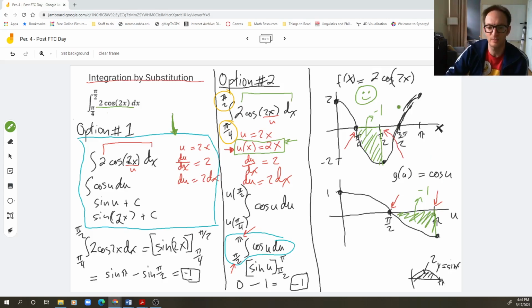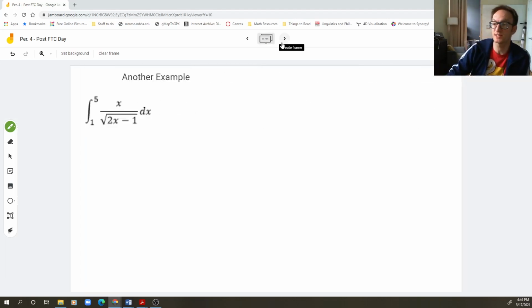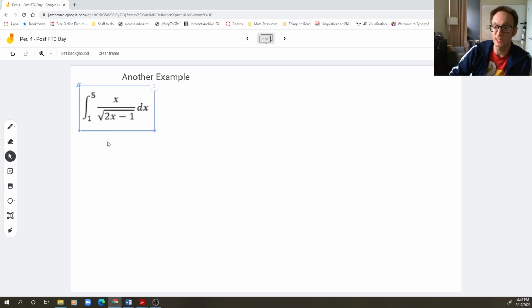All right, that was perhaps a little bit too long-winded. Let's just go to one example problem, and then we'll stop. This is a pretty hard example, though, actually. So let's go. The integral from 1 to 5 of x over the square root of 2x minus 1. How are we going to do this?